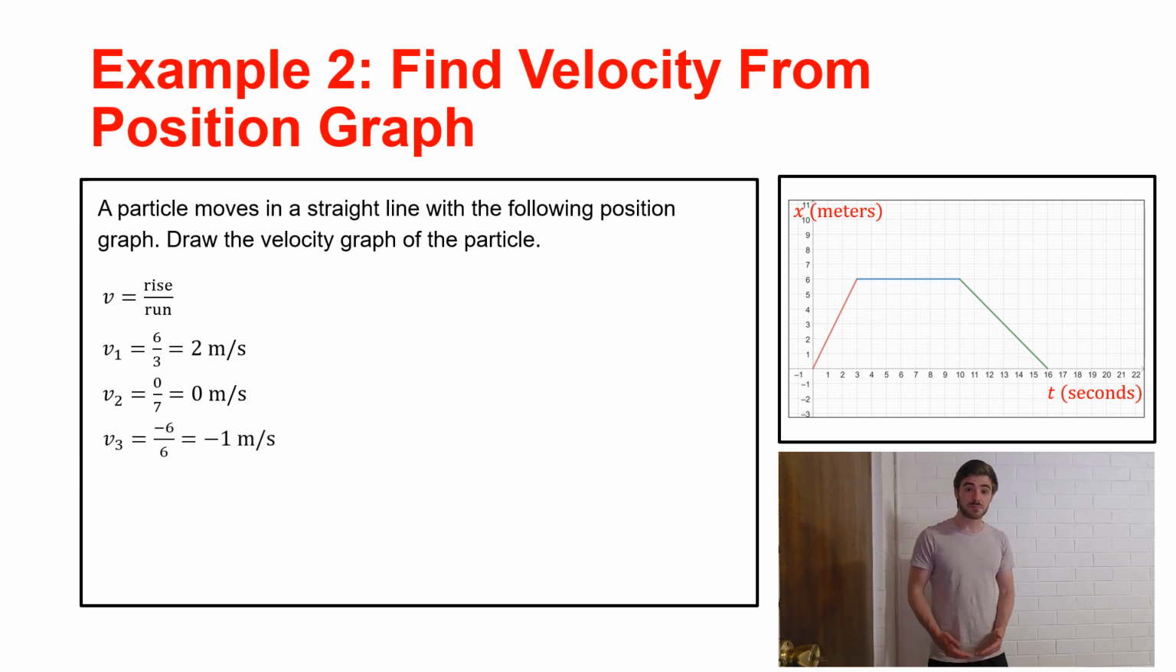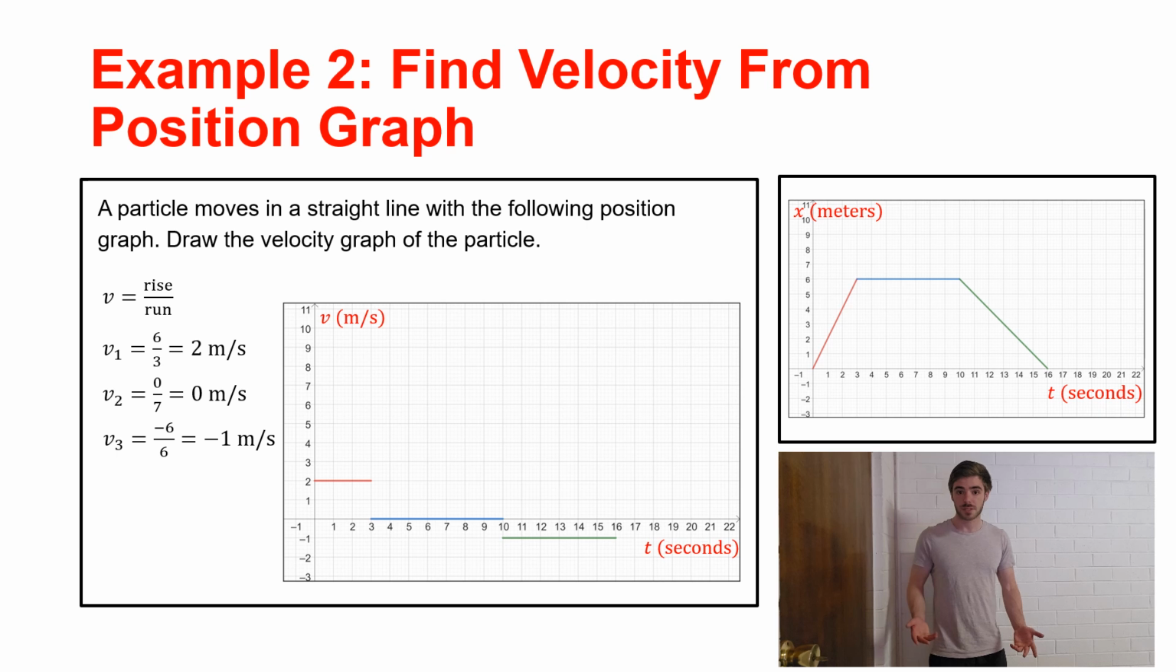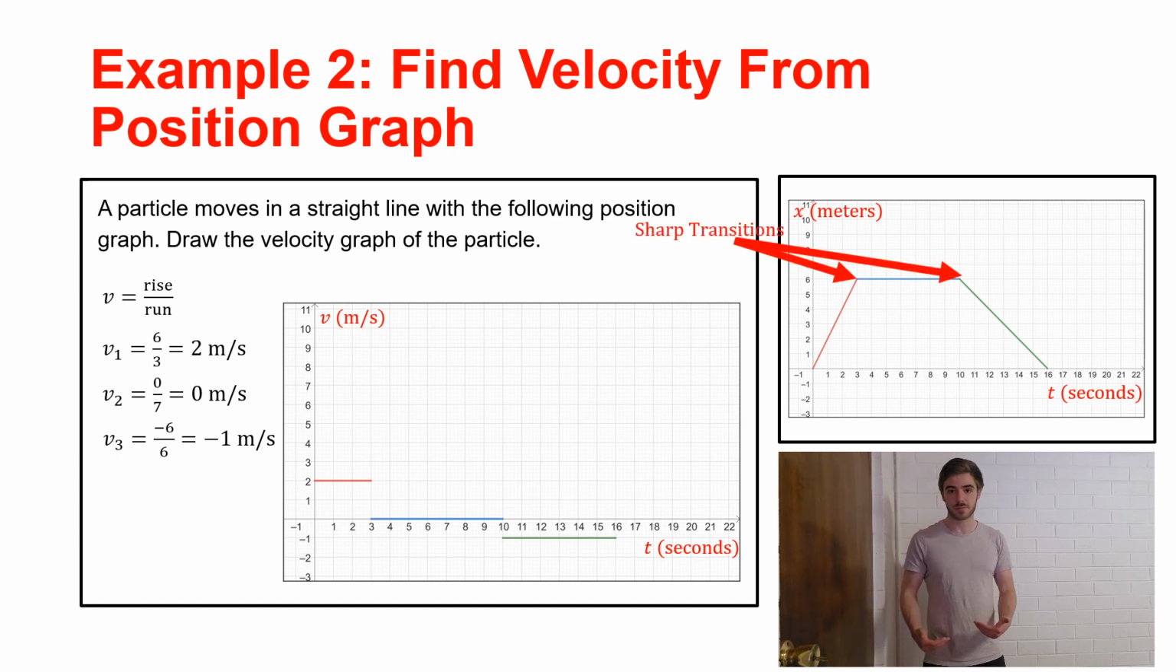We can then use that information to create our velocity graph. It's just going to be a bunch of horizontal lines at those particular values because the velocity was constant at those spots. We should also notice that the velocity graph is discontinuous, and this is a result of the sharp transitions of the position graph. We covered this in an earlier video on limits and continuity. We knew that if the original function was smooth, then the derivative function would have to be continuous.